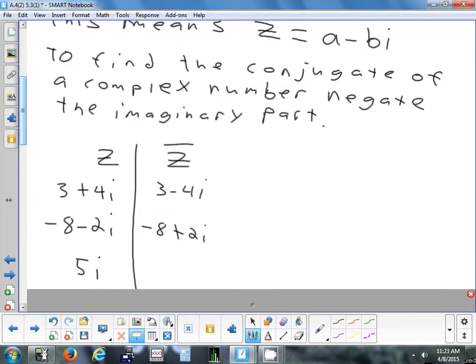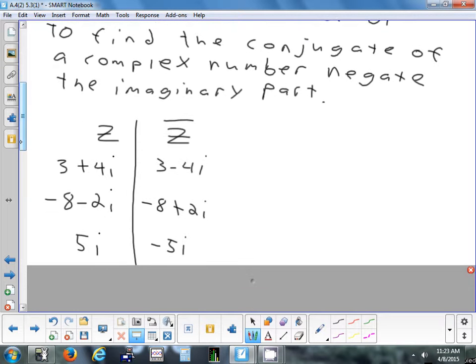5i. Negative 5i. Okay. There's no real part here. If you wanted to put it in, you could think of it as 0 plus 5i. The conjugate is 0 minus 5i. But if it's 0, we don't normally write it. So instead of writing negate, what can I say? Change the sign? Yep, negate means change the sign of.